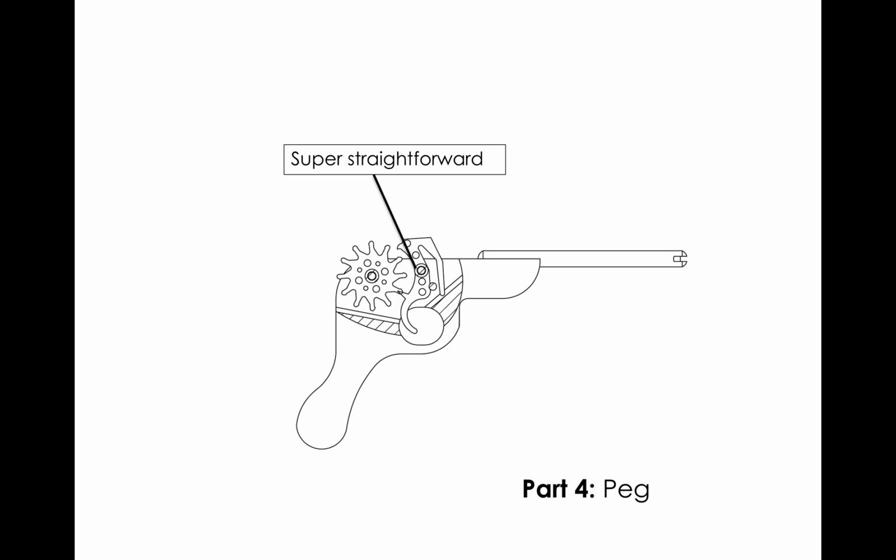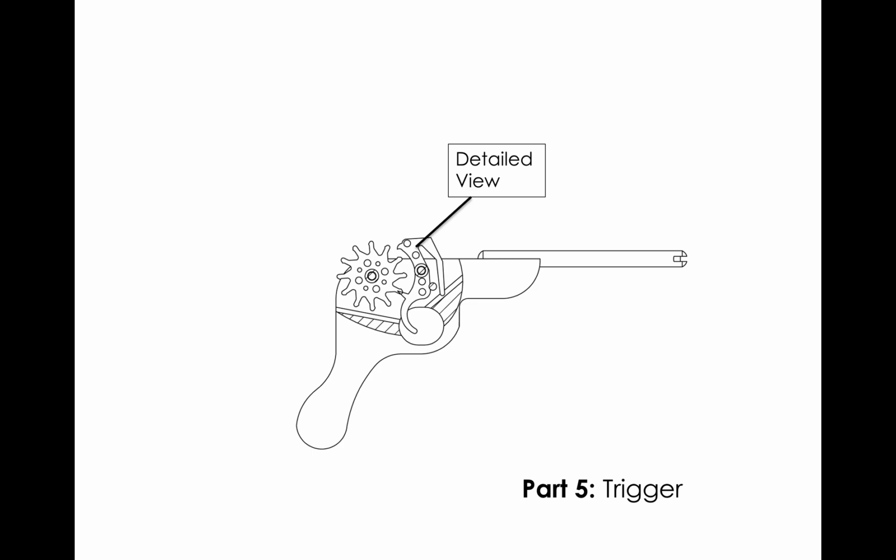Okay, and last but not least, we have our trigger. I would expect to see something that is going to be comparable in detail and complexity to the chamber. So you may need for the trigger a detailed view to convey maybe what's going on up here at this little beak that's happening. That beak is super important. It moves back in and stops the wheel from advancing.